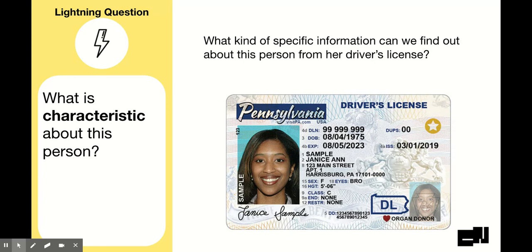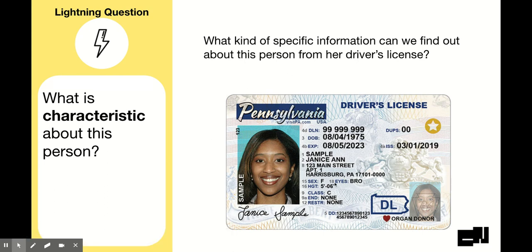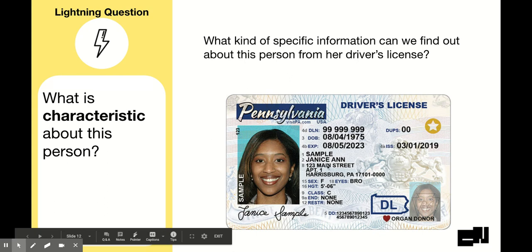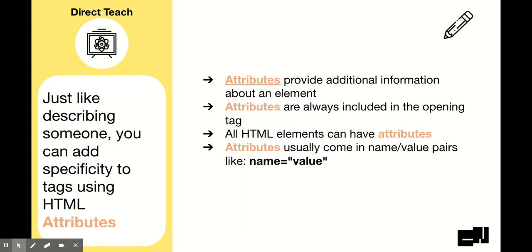Something else we need to consider is what is characteristic about this person? Specifically, what information can we find out about this person from her driver's license? So this is actually a sample fake person. And from this driver's license, I can tell a few things. I know her sex equals female, her eyes equal brown, her height equals 5'6", and she's an organ donor. So those are some things.